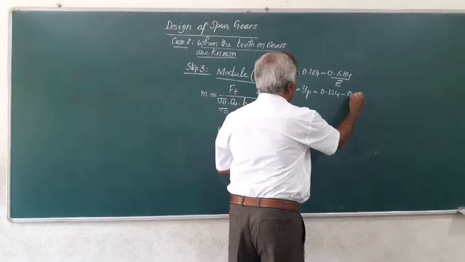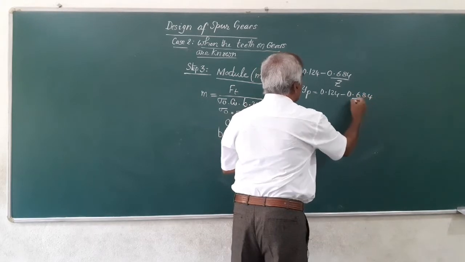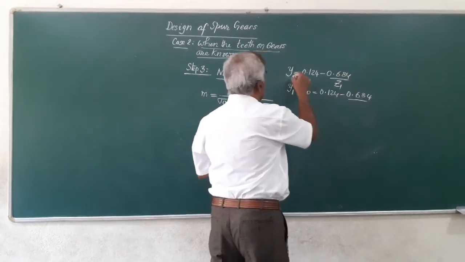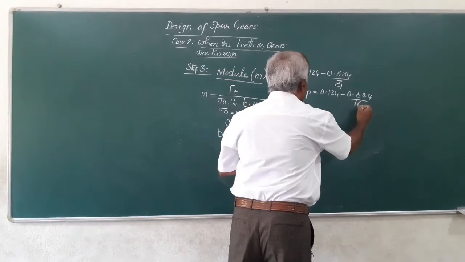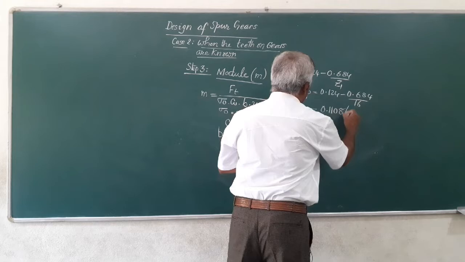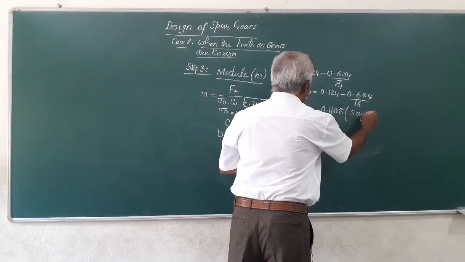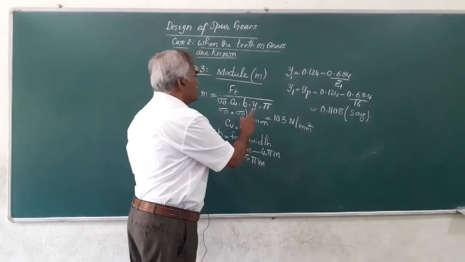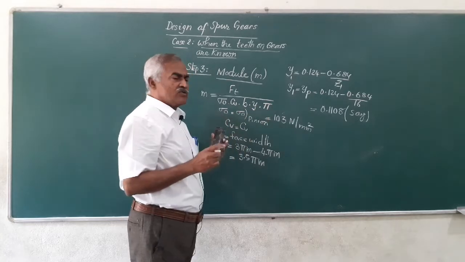0.124 minus 0.684 divided by z1, z1 is 16. Say you will get some value, 0.108, say you are going to get a value. So, the value of y is known. Pi is a constant, you know.